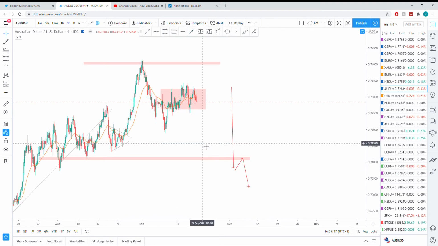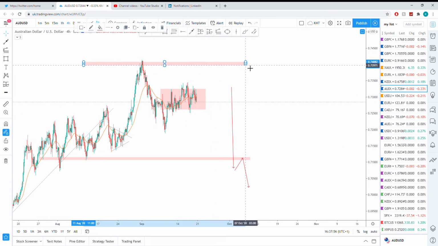Of course, we need to see exactly how price action plays out in this area, because if we get a big wick here, you could understand that potentially this could be a possible support, and we could be headed up to 0.74 again. So something just to keep an eye out. But I am looking to see price push to the downside.